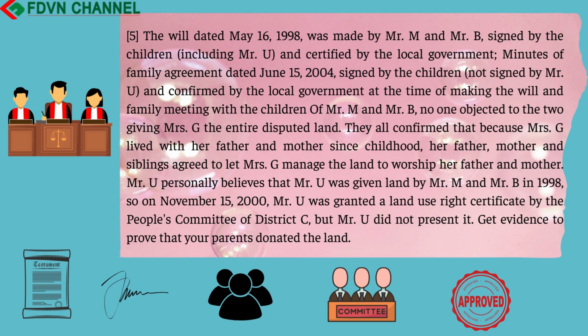Mr. U personally believes that he was given land by Mr. M and Mr. B in 1998. So on November 15, 2000, Mr. U was granted a land use right certificate by the People's Committee of District C. But Mr. U did not present evidence to prove that his parents donated the land.